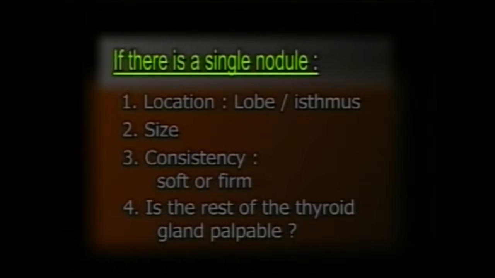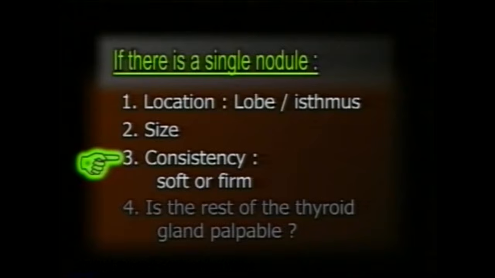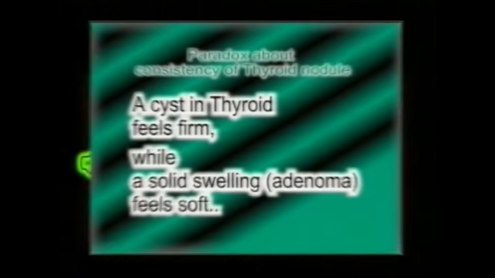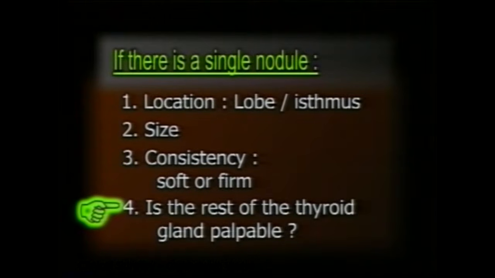If it is a single nodule, note its position in the thyroid lobe or isthmus. Note its shape, measure its size and feel the consistency. A paradox about the consistency of thyroid nodule should be noted and remembered here, that a cyst in thyroid feels firm, while a solid swelling, that is adenoma, feels soft. Because adenomas, being highly cellular, are soft, while cysts with fluid under tension feel firm as compared to the normally soft thyroid. After palpating the nodule, try to palpate the rest of the thyroid gland.